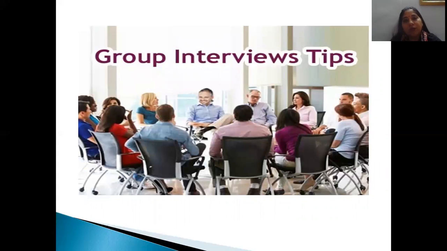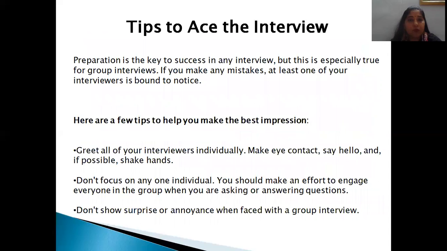Next is group interview tips. So what would be the tips for group interview to ace the interview? So preparation, definitely. Whenever you have to go for something, if you really want to conquer it, you have to prepare. And for group interviews, I will be discussing in detail what are the points where you have to prepare well. So let's start with the first tip.